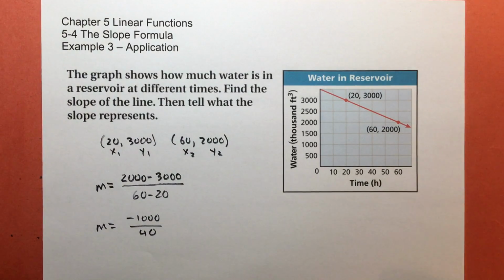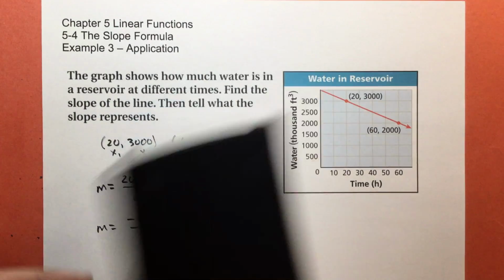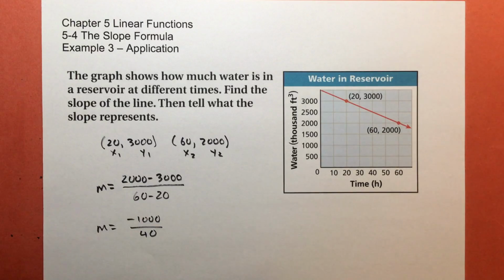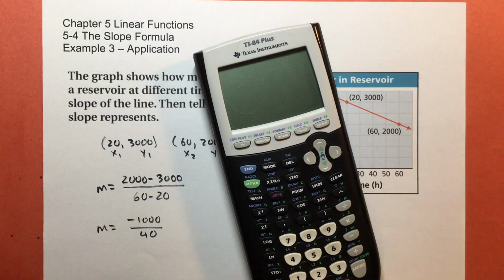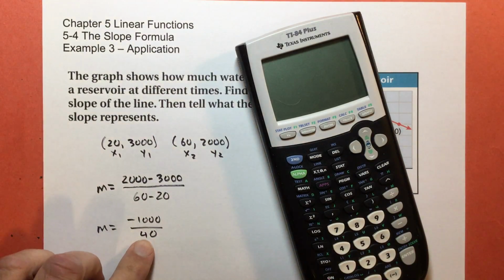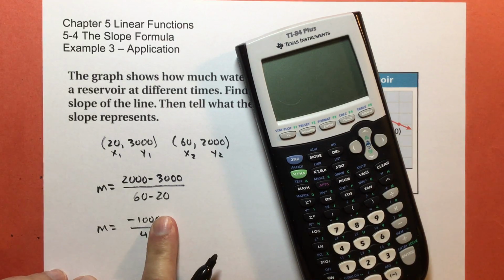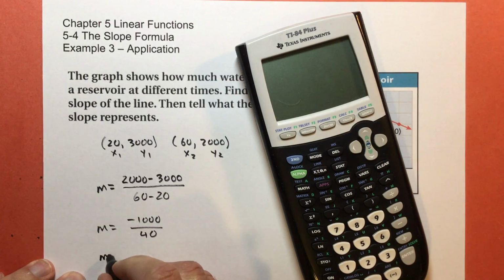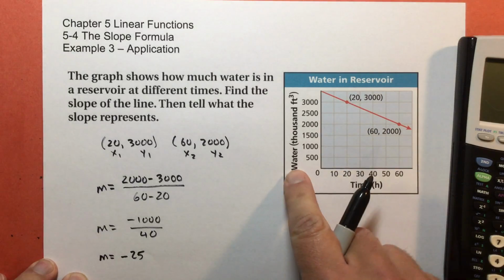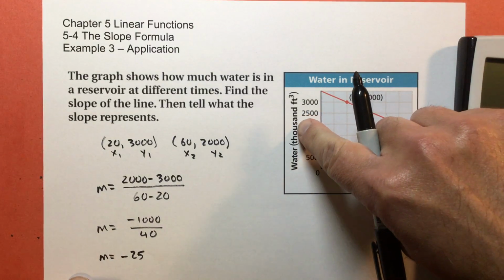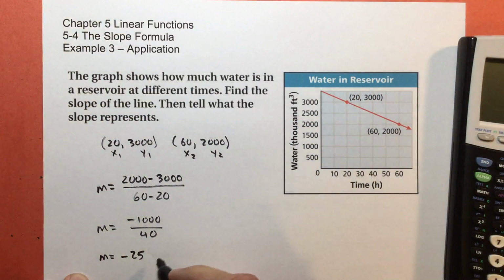And if you want to grab one of these, you probably can't see it, sorry, I had the cover on. If you want to grab one of those, that's fine. To be honest, you can actually do this one in your head. If I cover up the zeros, 100 divided by 4 is 25. So this is going to be negative 25, and let's use our units, 1,000 cubic feet.